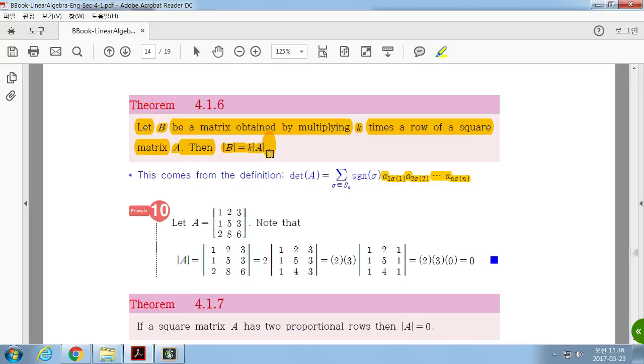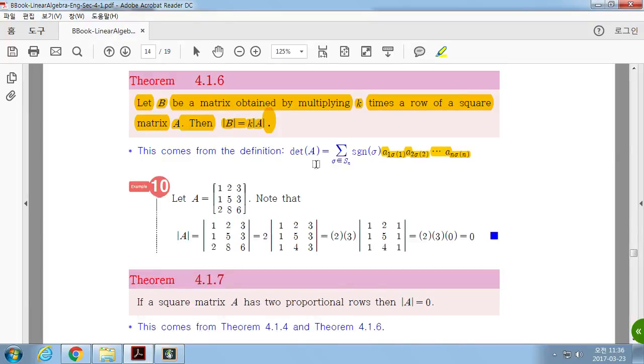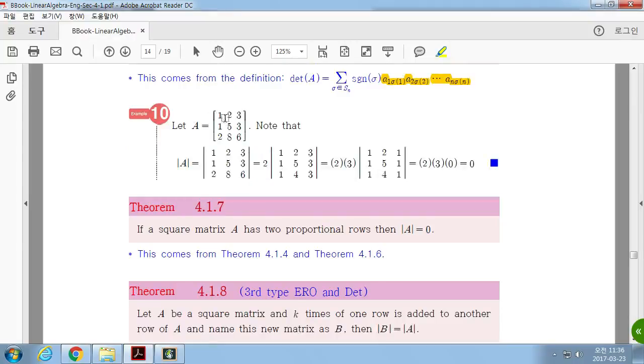If a row of matrix B is a k multiple of the row of the original matrix A, this all comes from the definition. So for example like this, if this 1, 2, 3 is here, and 2, 4, 6 is here, it's 2 times this. So you can factor out this 2 to make it 1, 2, 3. Also, it works for the columns. You have all 3's here. You can factor out 3 here on the columns as well.